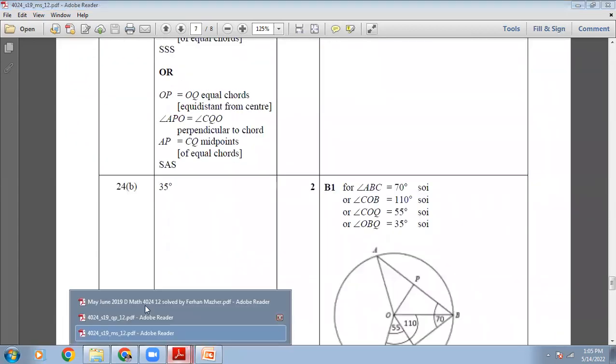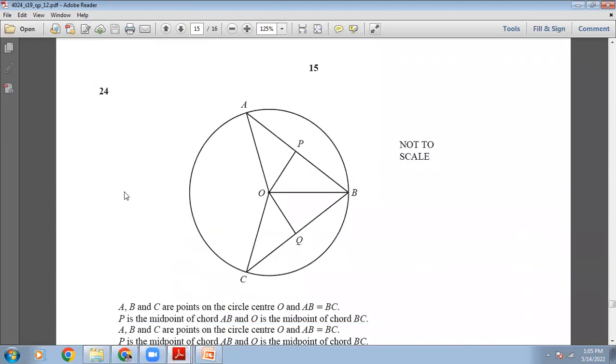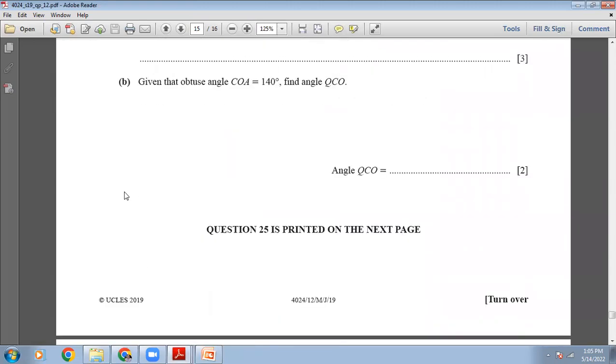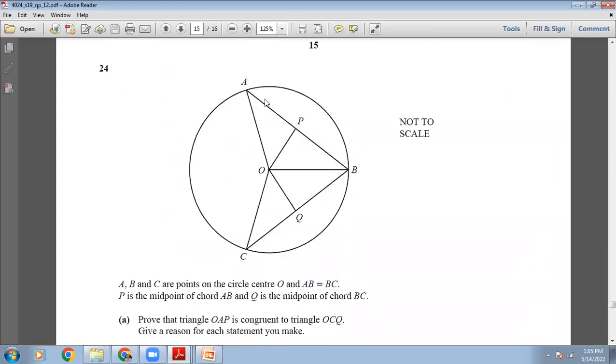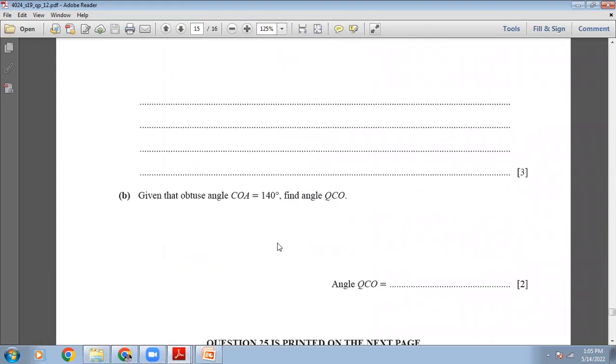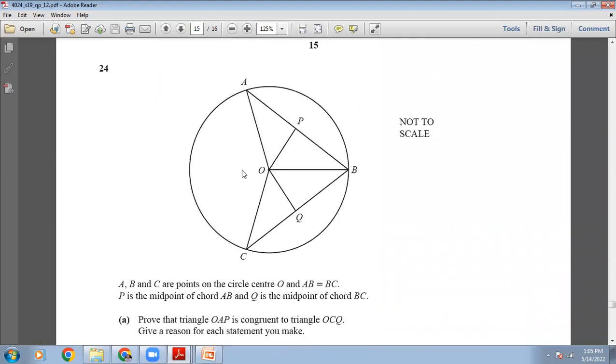Then what they want us to do is, given that angle COA is 140, find the angle QCO. Because these two triangles are congruent to each other, this angle is the same and this angle is also the same, because they are parts of congruent triangles. So very easily I can prove that this is 140.